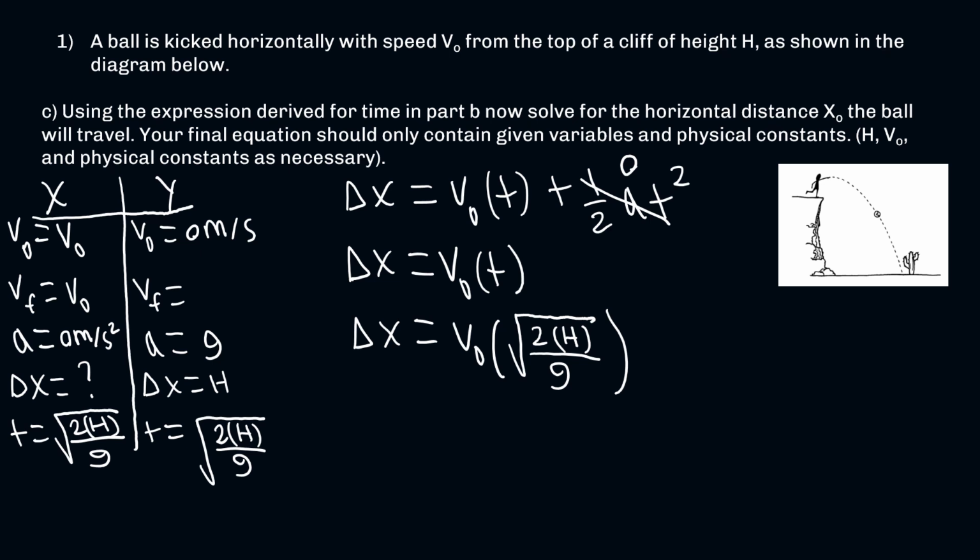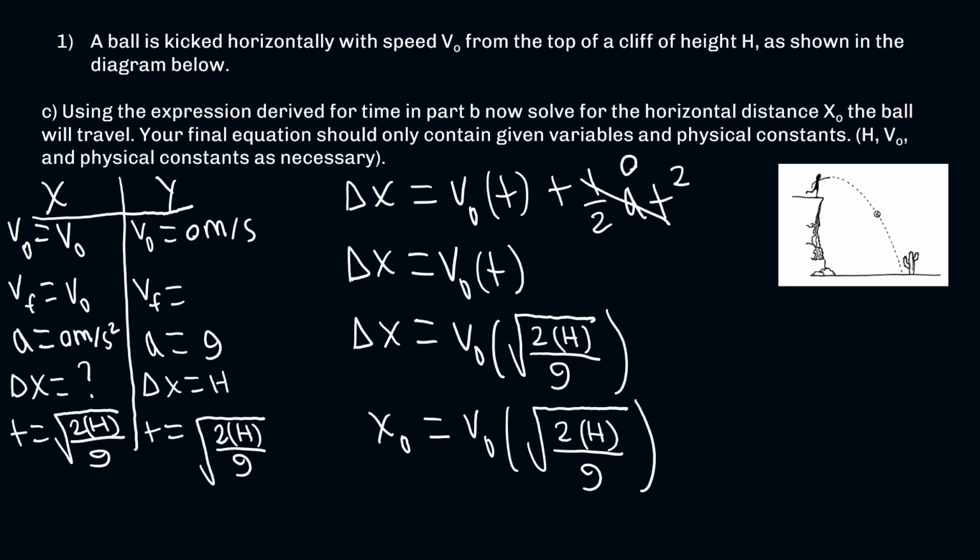Say if you were working with Excel or something like that, you could code it to get the horizontal distance for a bunch of different heights or a bunch of different initial velocities and things like that. So now, all I'm going to do with this is the one last part here. They said that delta x is going to be x naught, and that's going to be then v naught times the square root of 2 times h all over g.